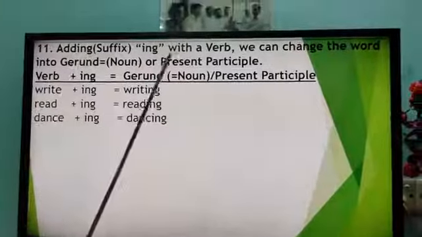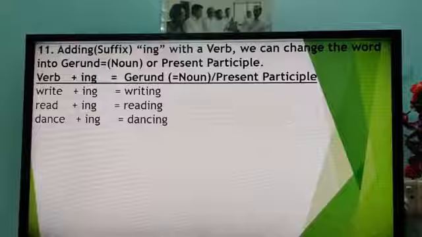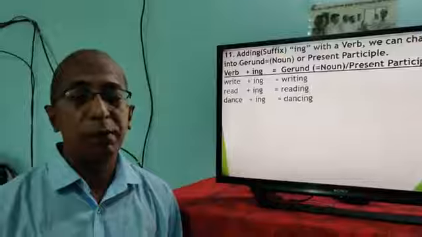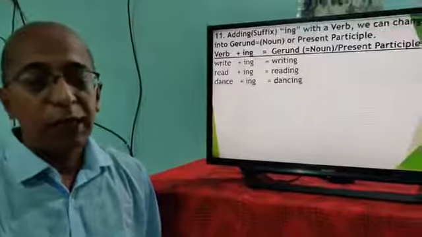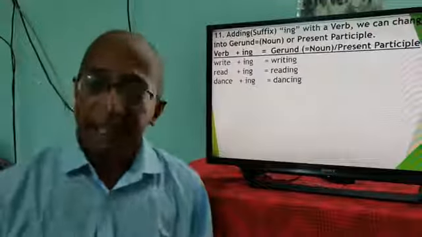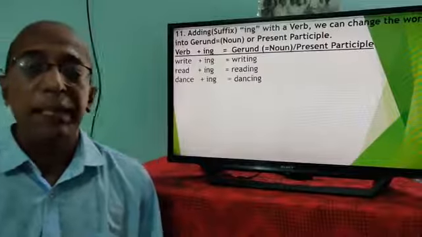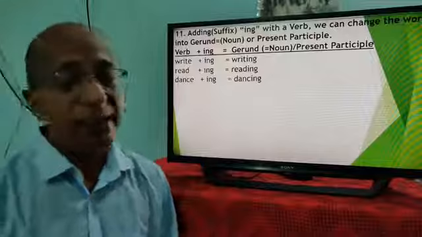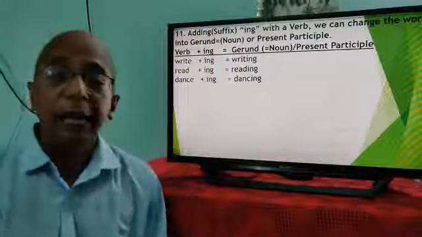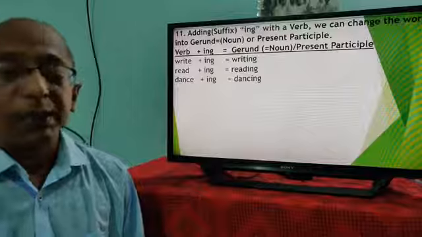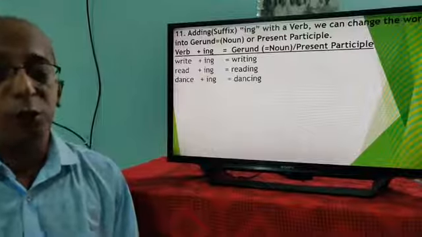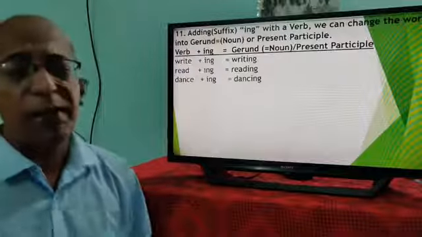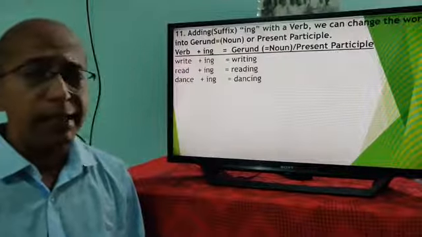Adding suffix ing. Very often we need to use ing. There are two purposes of using ing. One is for making it a gerund and another is to make it a present participle. Present participle works as an adjective and gerund works as a noun. Gerund is equivalent to a noun and present participle is equivalent to an adjective.